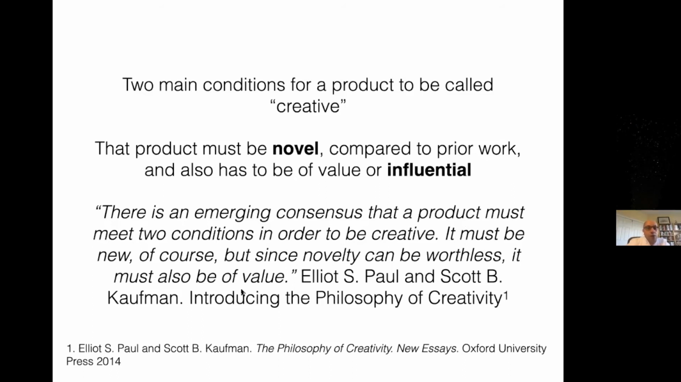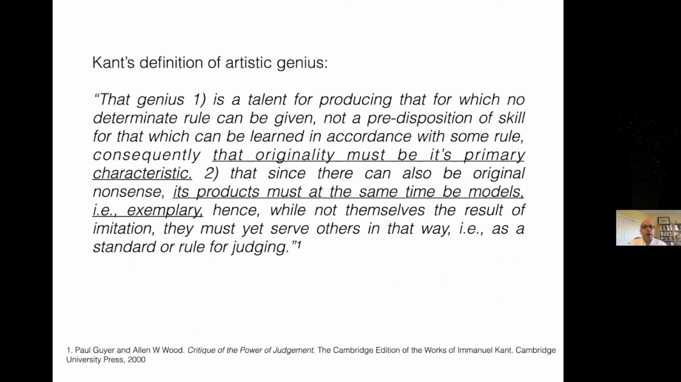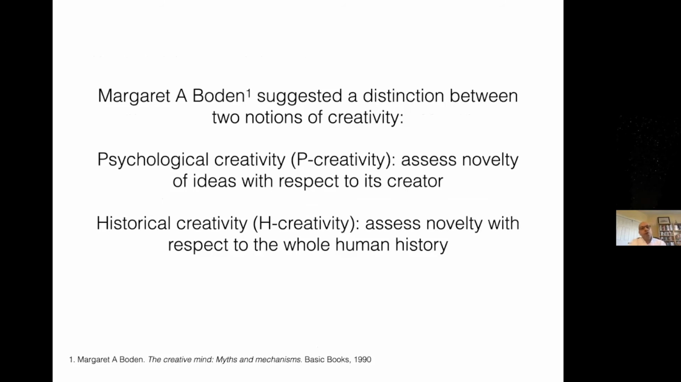This is a quote from a very good book, which is a collection of essays about creativity, which concluded that although there are different ways to define creativity, these are the most common essence of what creativity is. And that actually relates back to Kant's philosophy. Kant defined 5 elements of what he called artistic genius. The very first 2 of them are originality, which must be its primary characteristic, and influence: its product must at the same time be modeled or exemplary, so other artists would start to get influenced by it. These are the 2 fundamental reasons behind what he called artistic genius, or creativity. Let's move forward to the 20th century.